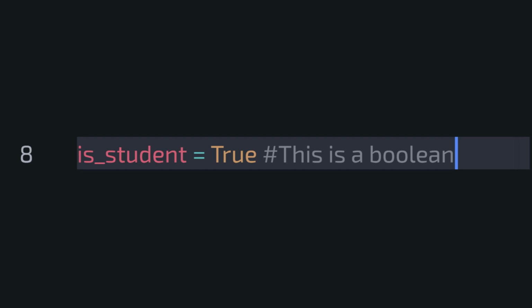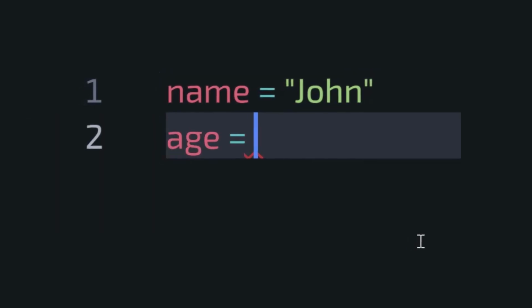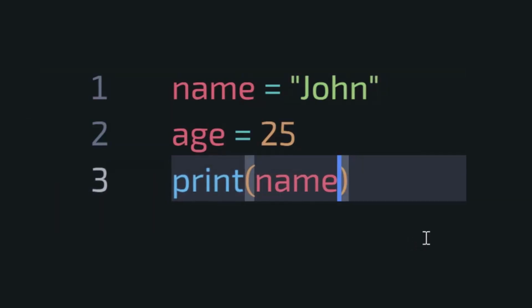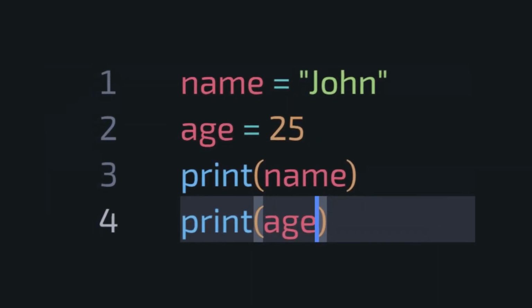Let's combine everything together. name = "John". age = 25. print(name). print(age). And just like that, you are now using variables in Python. This is one of the most important concepts in programming. In the next video, we will learn how to control the flow of your program using conditions.